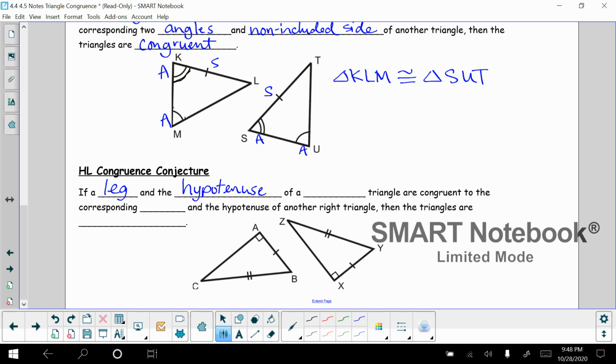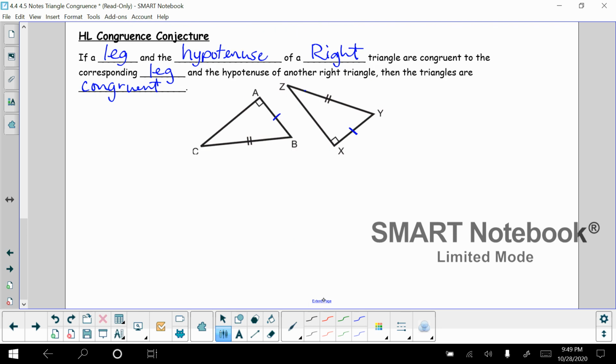So it says if a leg and the hypotenuse of a right triangle, because those are the only terms that exist in a right triangle, are congruent to the corresponding leg and hypotenuse of another right triangle, then the triangles are congruent. Okay, so you'll notice in this picture down here, say this is a leg right here, those two legs are congruent, and then this hypotenuse with the two tick marks, those two are congruent. And then of course you have your right angles to show that they are right triangles, okay?